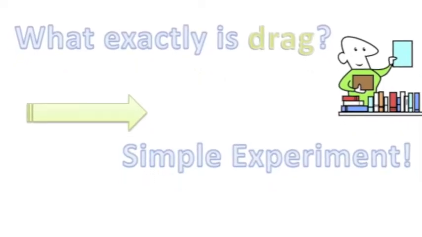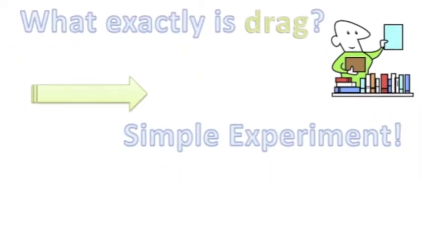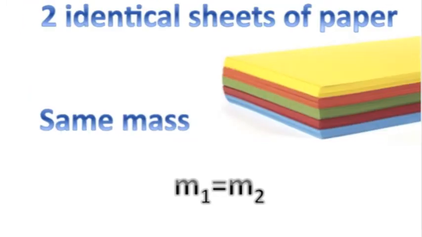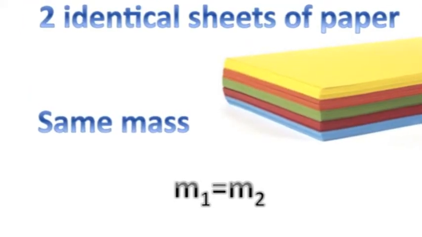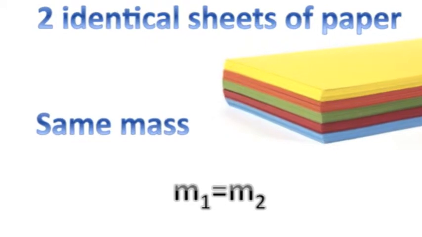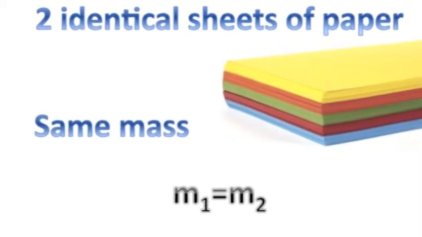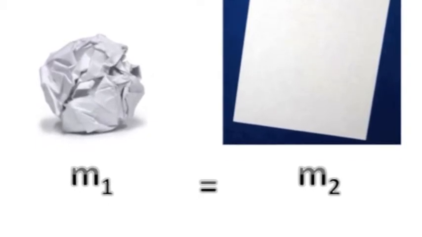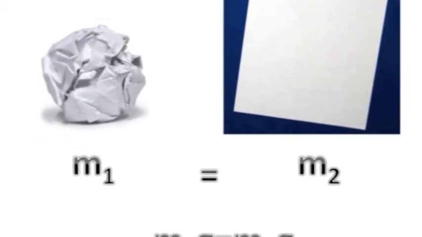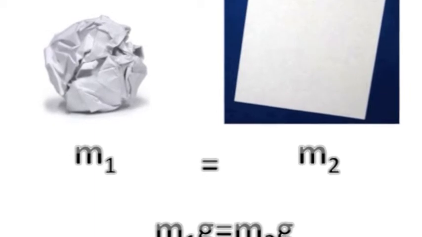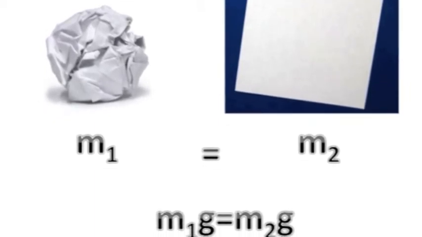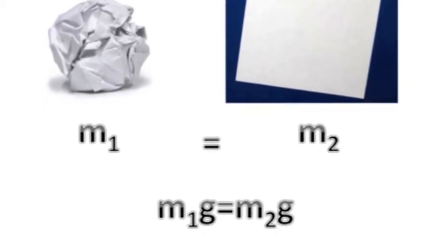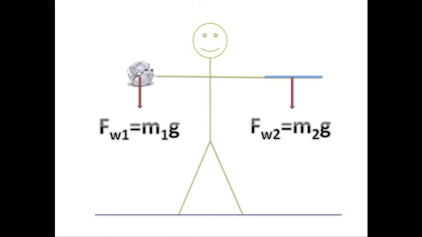So, what exactly is drag? Why don't we do a very simple experiment now? We only need two identical sheets of paper with the same mass. Let's call them M1 and M2. Make one of them into a paper ball, and leave the other one clean and flat. Even though their shapes changed, they still have the same mass, and so the Earth exerts the same force weight on them. Now stand up and drop them to the ground from the same height and at the same time.